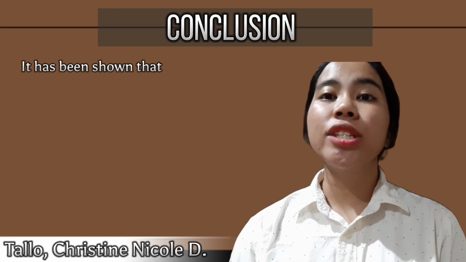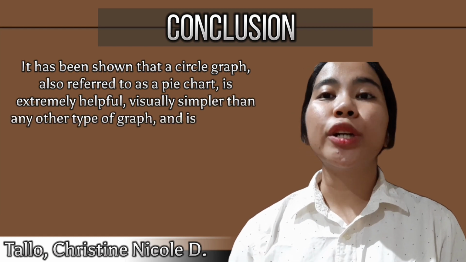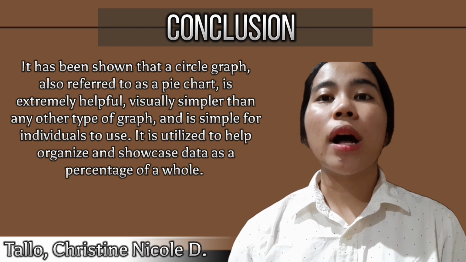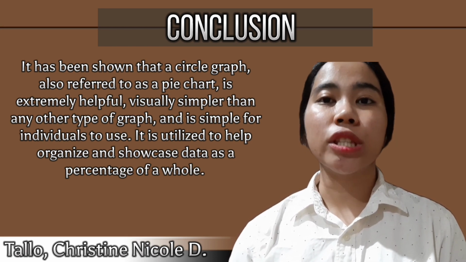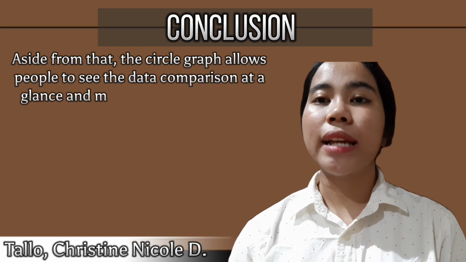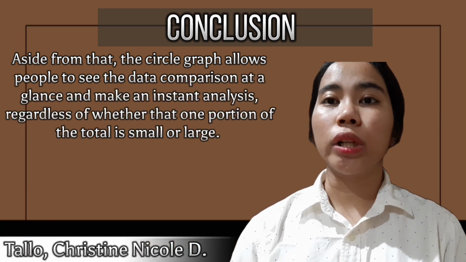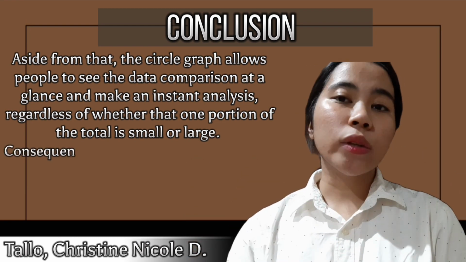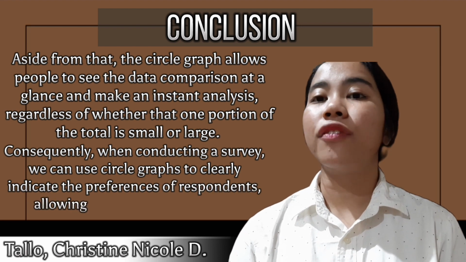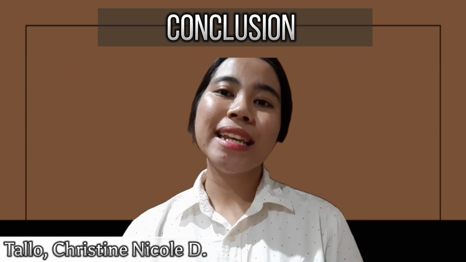It has been shown that a circle graph, also referred to as a pie chart, is extremely helpful, visually simpler than any other type of graph, and is simple for individuals to use. It is utilized to help organize and showcase data as a percentage of a whole. Aside from that, the circle graph allows people to see the data comparison at a glance and make an instant analysis, regardless of whether one portion of the total is small or large. Consequently, when conducting a survey, we can use circle graphs to clearly indicate the preferences of respondents, allowing researchers to make an immediate analysis.